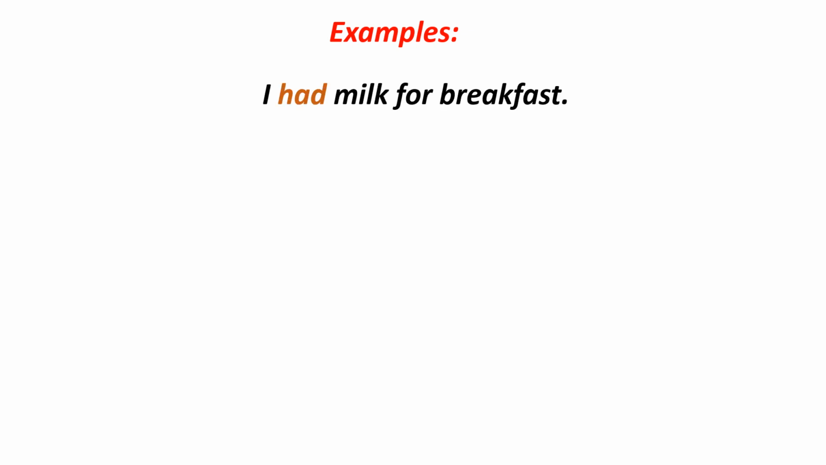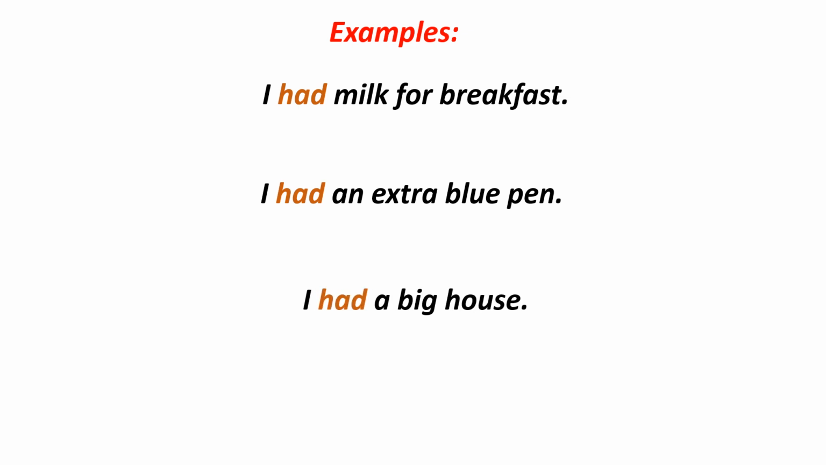Now we'll move to some examples that contain the verb have conjugated in the past simple. I had milk for breakfast. I already had it and it's finished in the past. I had an extra blue pen. I had a big house. I had a lot of books.